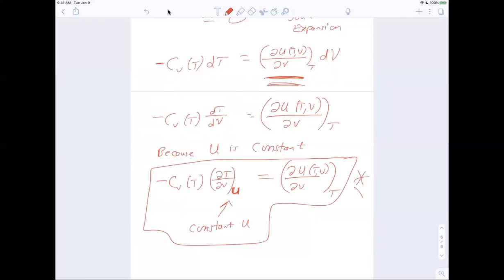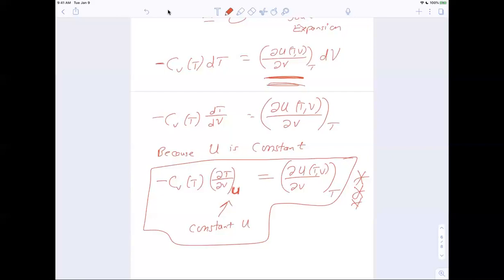Okay, and that's actually pretty cool. So we weren't sure what this partial of U with respect to volume at constant T was, okay, but we sort of kind of engineered an experiment. Joule did. He kind of came up with an experiment that would allow us to have access to this partial derivative, potentially in terms of things that you can measure.